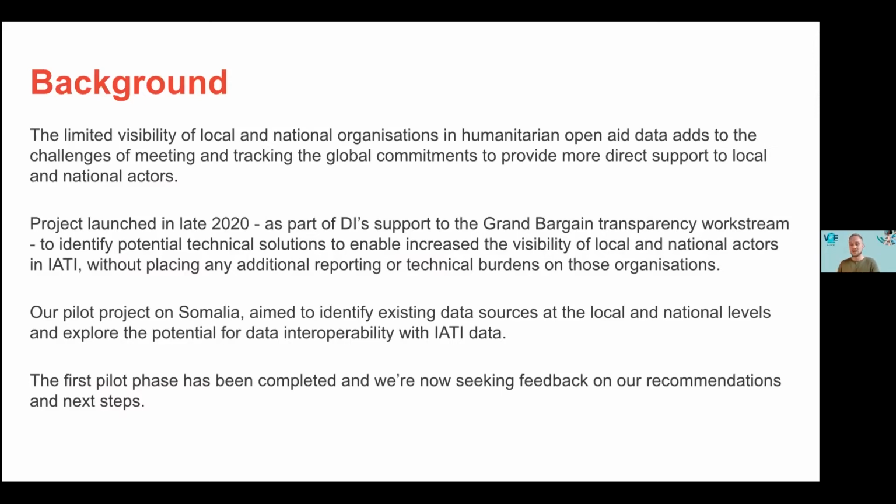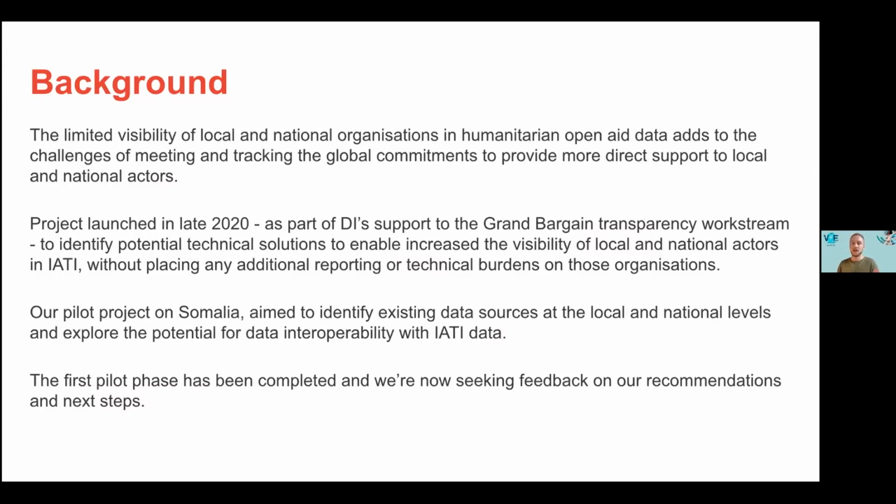So in late 2020, we launched a project as part of our support to the Grand Bargain Transparency Workstream to look at how we can identify some potential technical solutions to enable increased visibility of local and national actors in IATI without adding any additional reporting burden onto those organizations. Recognizing that for particularly small organizations, it's going to be a lot of work to start publishing that data to IATI, maybe directly through something like AidStream or publishing directly themselves, we wanted to understand how we could use existing processes and systems to support them to publish their data to IATI as well, or to get a better understanding of what's happening as a whole.